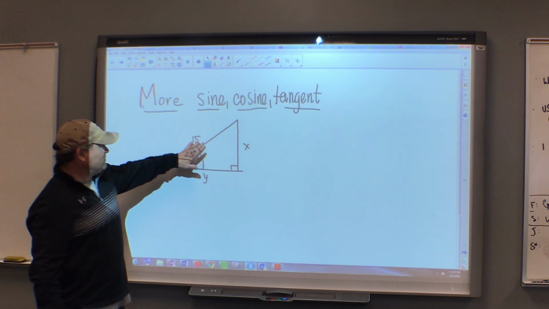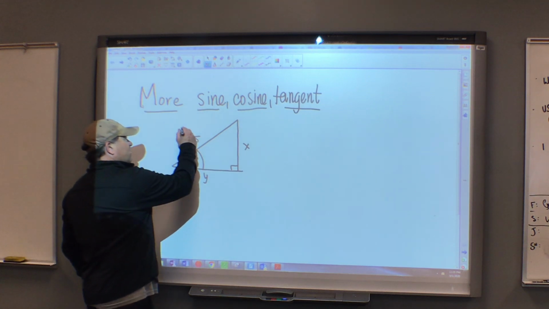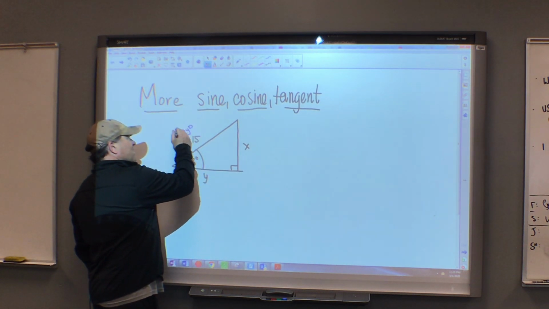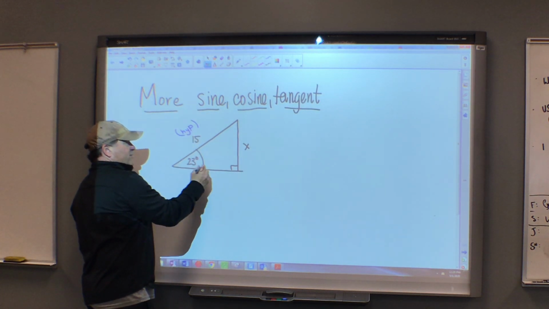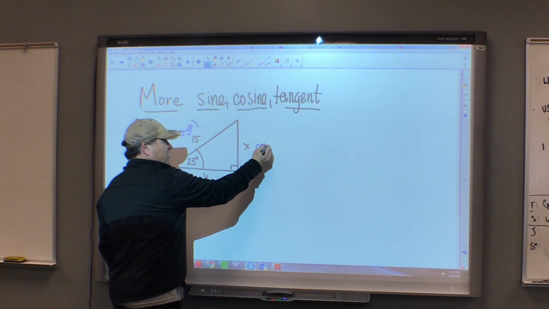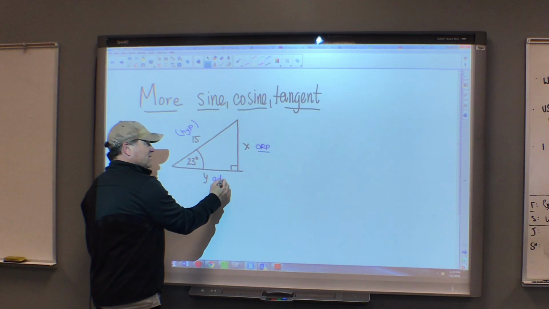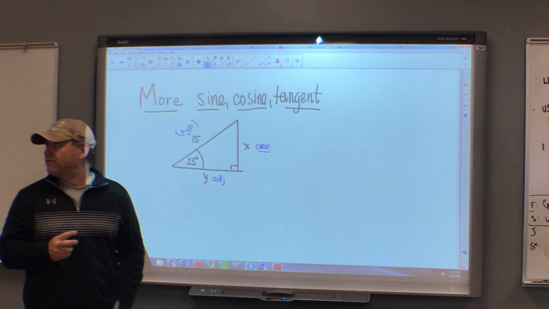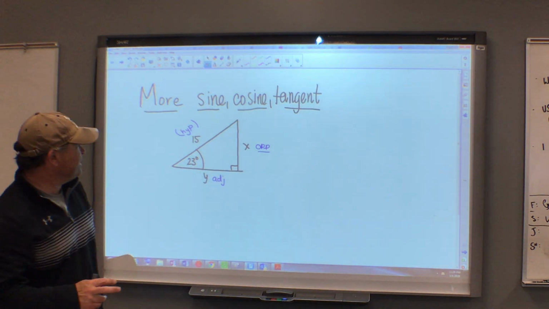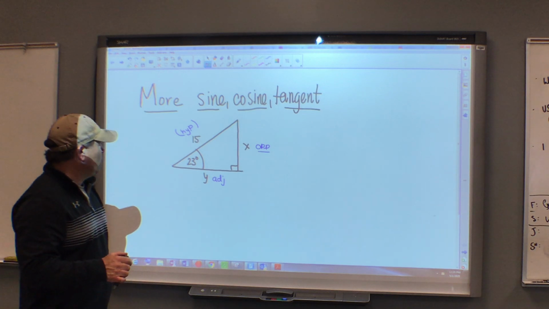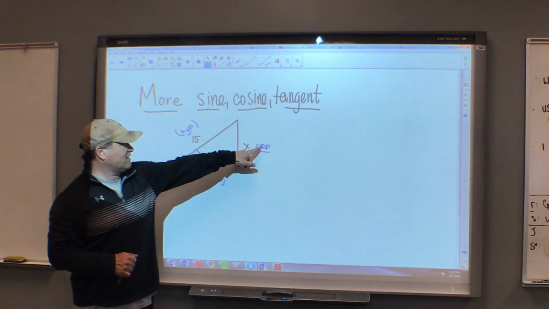So let's see, 15 is across from the 90 degree angle. That makes it the hypotenuse. This is across from the 23, so the angle that I'm working with, that makes it the opposite. That makes this the adjacent. So we're going to have two different setups to find each x and y. So let's deal with x first, with x as the opposite.